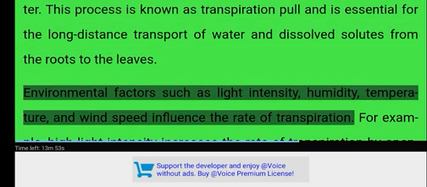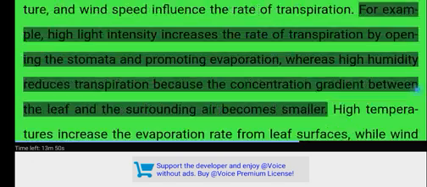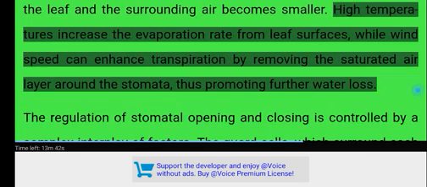Environmental factors such as light intensity, humidity, temperature, and wind speed influence the rate of transpiration. For example, high light intensity increases the rate of transpiration by opening the stomata and promoting evaporation, whereas high humidity reduces transpiration because the concentration gradient between the leaf and the surrounding air becomes smaller. High temperatures increase the evaporation rate from leaf surfaces, while wind speed can enhance transpiration by removing the saturated air layer around the stomata, thus promoting further water loss.